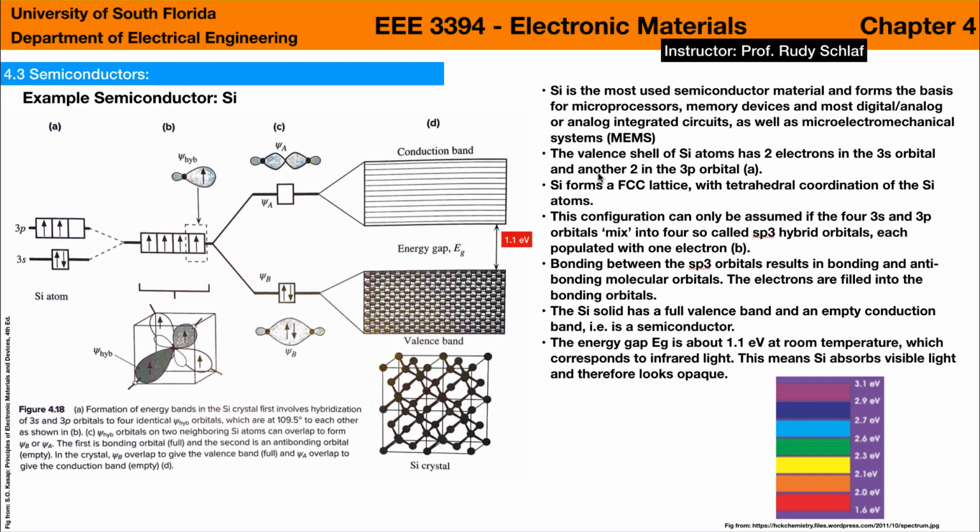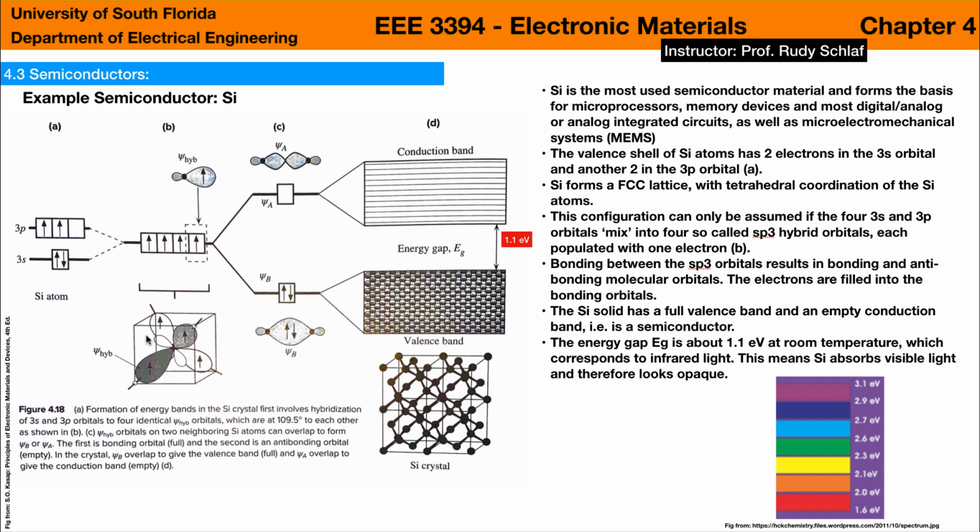Now it's time to have a look at a real-life example. Silicon. Silicon is probably the most used semiconductor material. It is the basis for microprocessors, memory devices, and most digital and analog integrated circuits, as well as many micro-electromechanical systems. The valence shell of silicon is composed of 3s and 3p orbitals that are filled with 4 electrons.